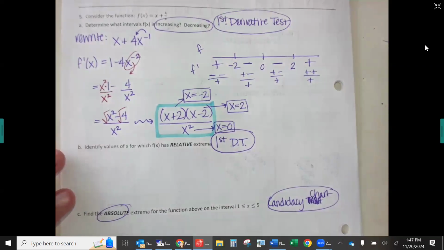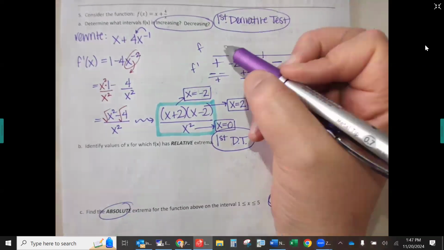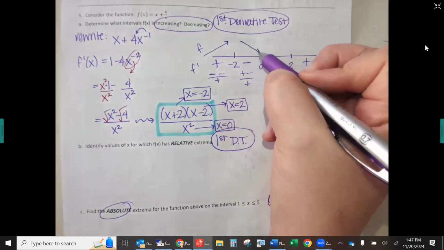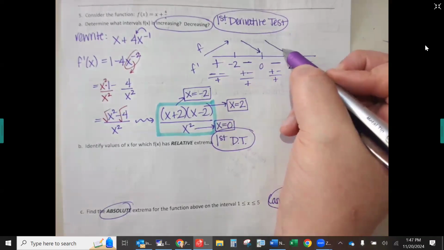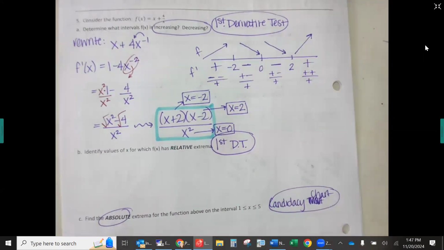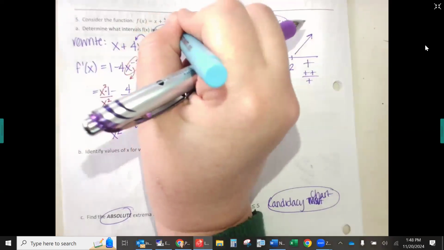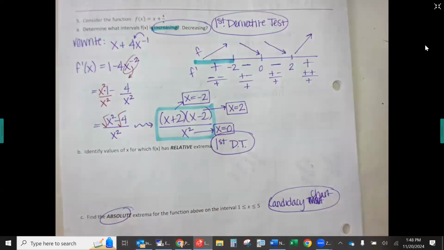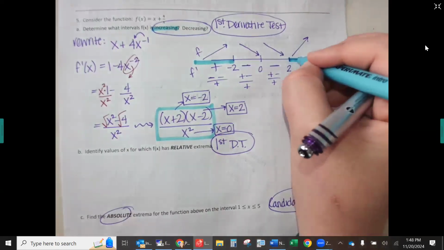When f prime is positive, which way would f be going? Uphill. Then downhill. Then more downhill. Then uphill. So the question is asking me when my graph is, let's just pick one, let's say increasing. Which intervals would I want for part A? Let's do increasing only. -infinity to -2 and 2 to infinity.